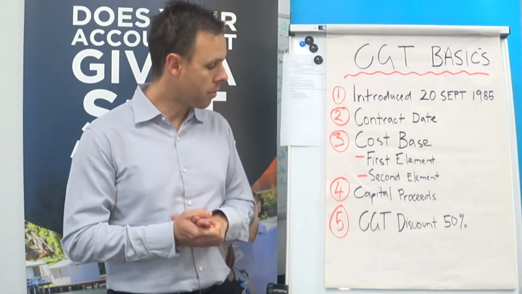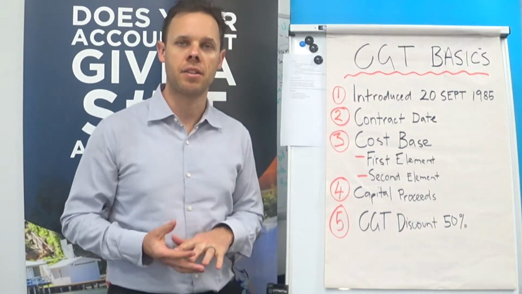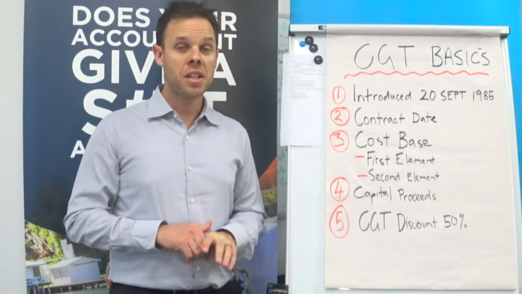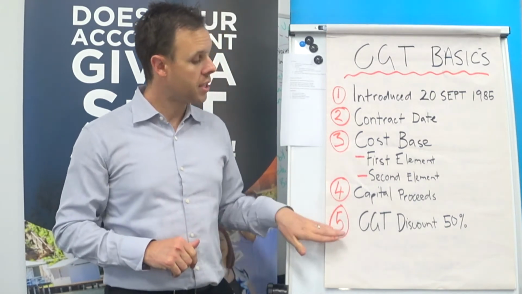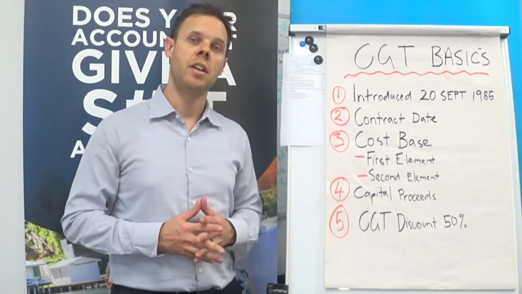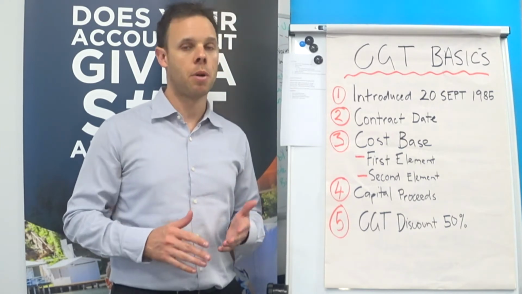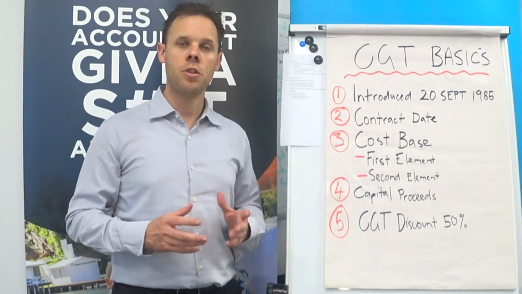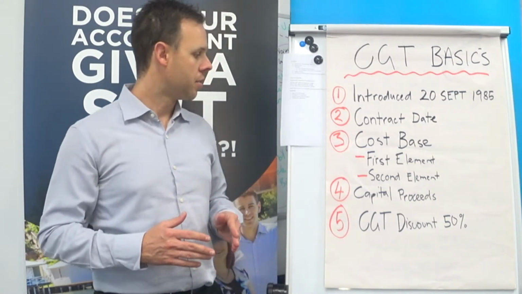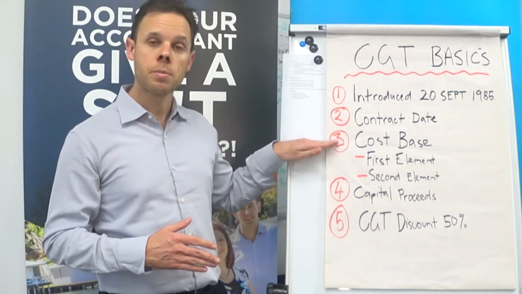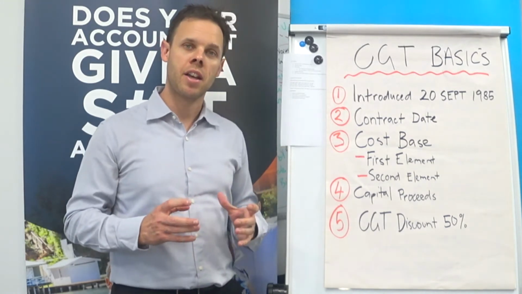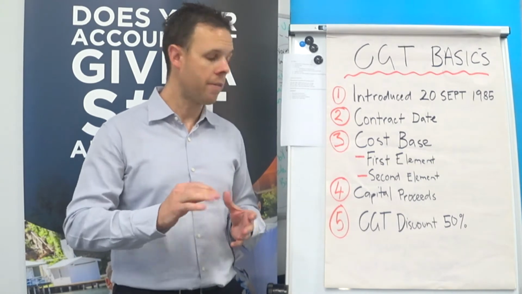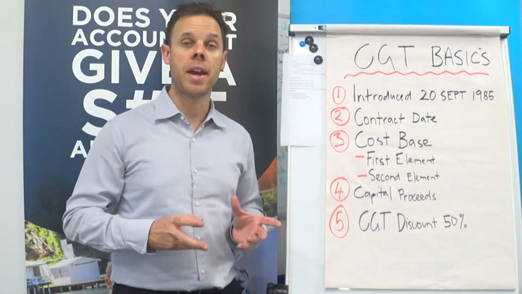The last thing I want to talk about is the CGT discount. It's 50% for individuals. And basically what that means is, if you have held that asset, whether it's shares or a property or whatever else it might be, for longer than 12 months, the good news is that whatever the capital proceeds less the cost base is, only half of it's taxable. So we basically halve it, and we apply a 50% discount, and then we pay tax on that amount of money.